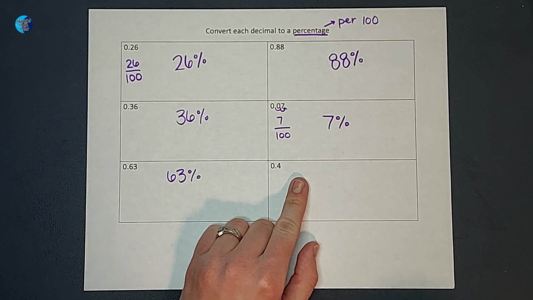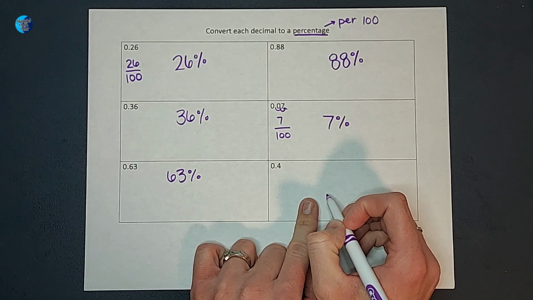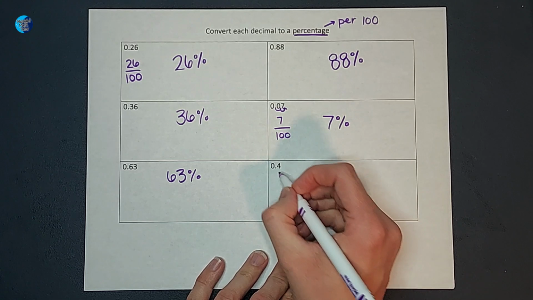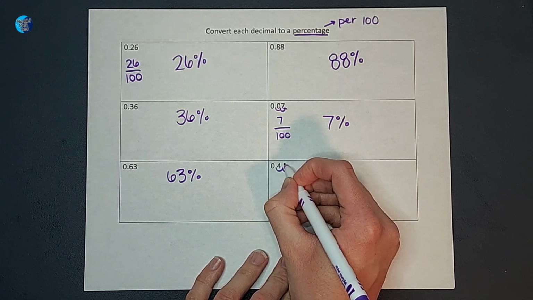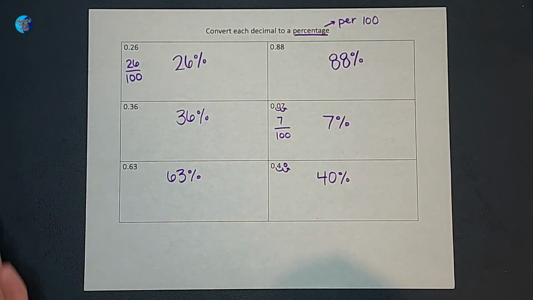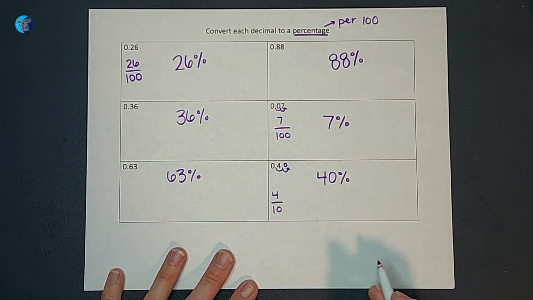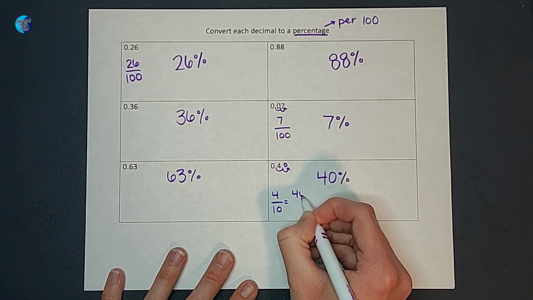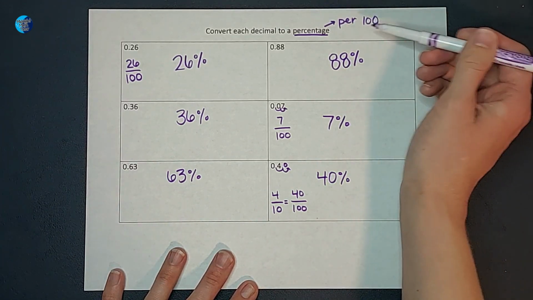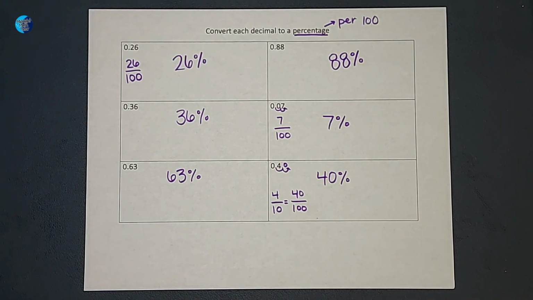This guy's going to be 63%. This is another one that you might have to think about for a second because you might be tempted to say 4%. But remember, to get 7%, it was 0.07. So on this one, if I were to move it over twice, I get 40%. So as a fraction, 0.4, you can write it as 4 tenths, or you can also write it as 40 hundredths. Those are equal to each other, which percent means per 100. So 40 over 100 or 40%.